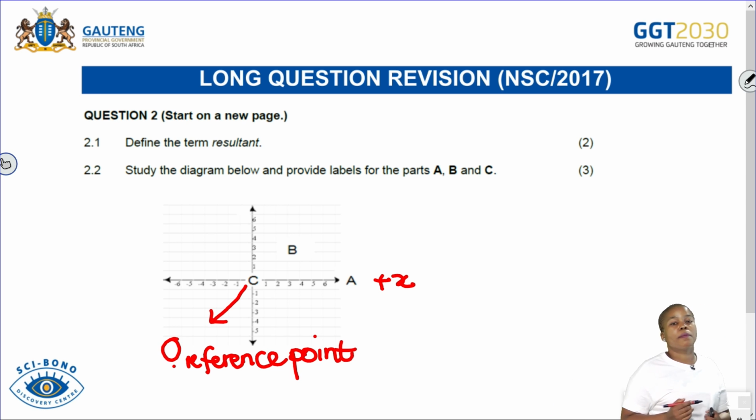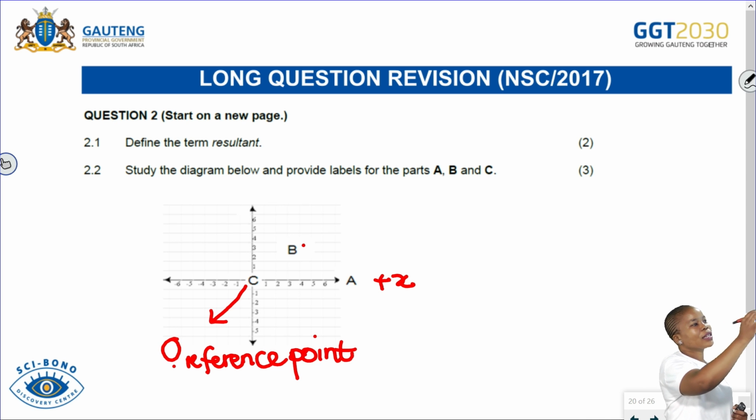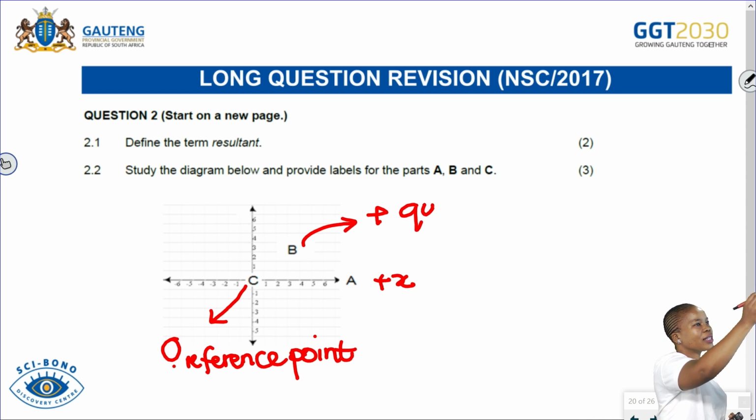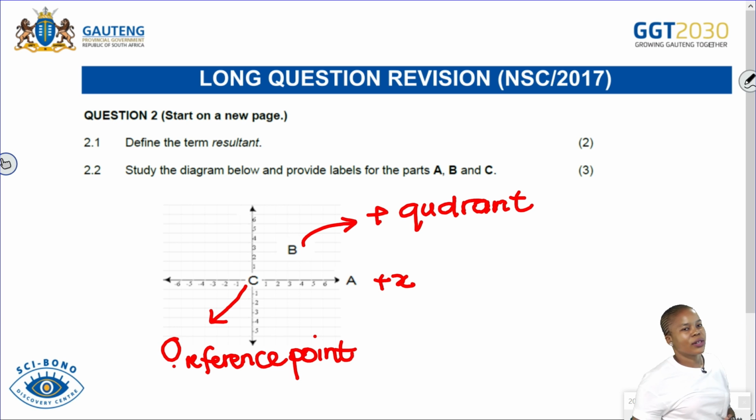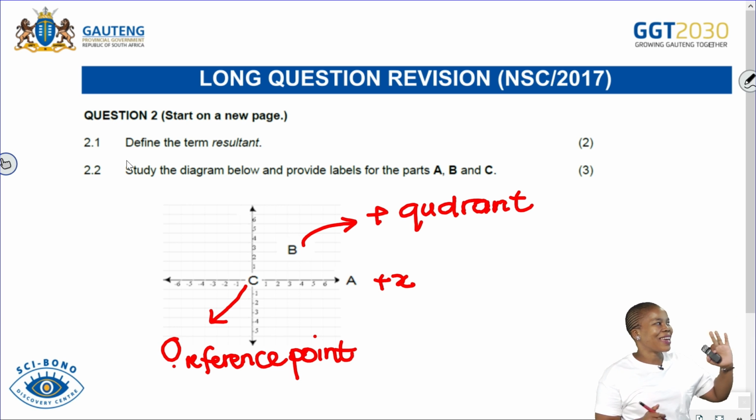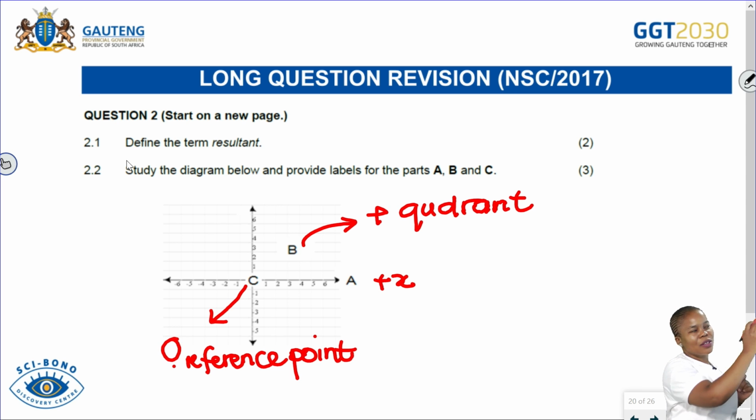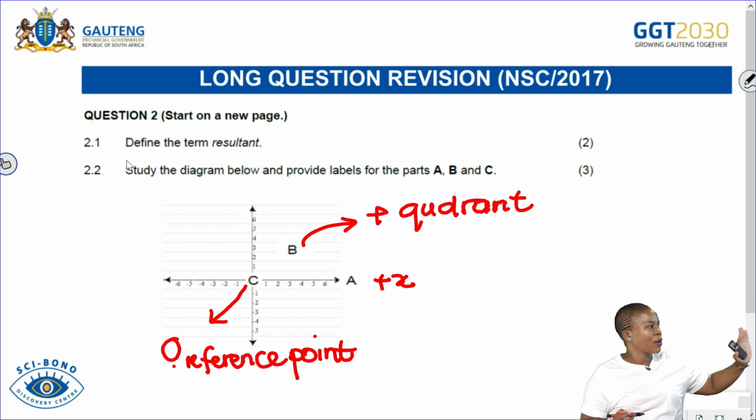Okay, and then B, you've got your positive quadrant. And I'll tell you why we're calling it a positive quadrant: because over there x is positive as well as y. So it is a positive quadrant, whereas this one is your negative gradient.